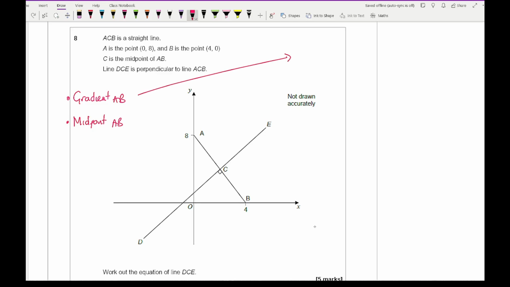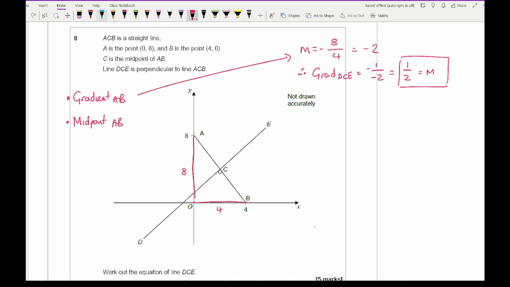Now to work out the gradient, here I've got a triangle, so I could use y2 minus y1 over x2 minus x1, but basically I've got m equals 8 over 4. Now because the line's going down, it's going to be negative, so that's going to be minus 2. So that means the gradient of DCE is going to be the negative reciprocal, so it's going to be positive a half. So let's just put a little box around that.